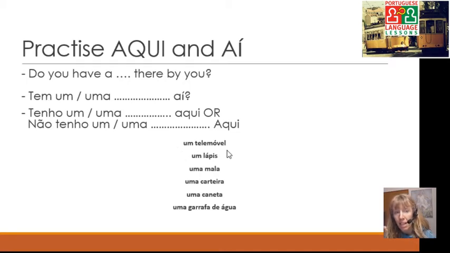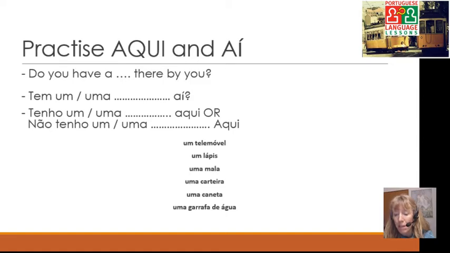I would say, tenho telemóvel aqui. If you ask me, tem lápis aí? I would say, tenho lápis aqui. If you ask me, tem uma mala aí? I would say, não tenho uma mala aqui. If you ask me, tem uma carteira aí? I would say, não tenho uma carteira aqui.